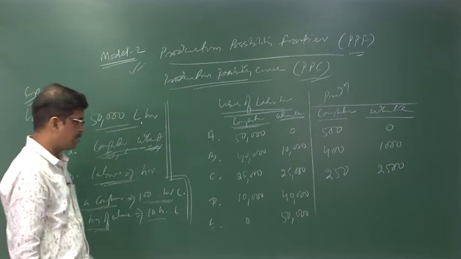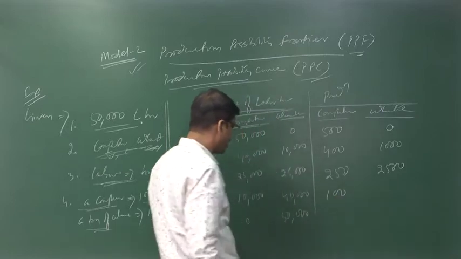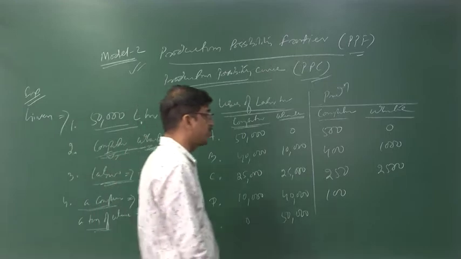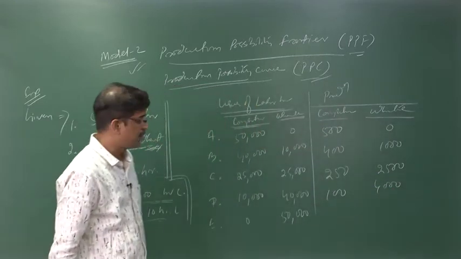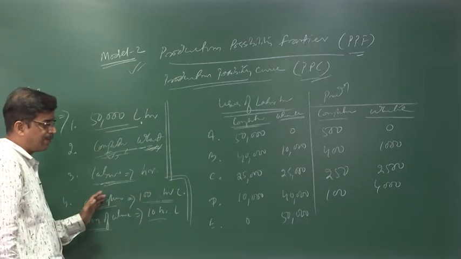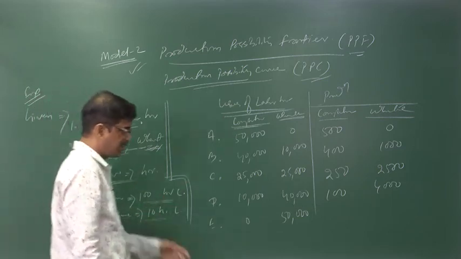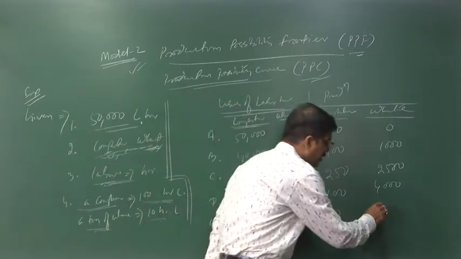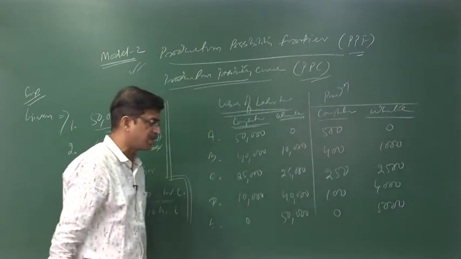In the same manner, if you move to the next combination, here we are going to produce only 100 units of computer and 4000 units of wheat. And move to the last bit: if you use the entire amount of available labor in a particular month to manufacture only wheat, then 0 units of computer and how many tons of wheat? Sorry, not 50,000, that is 5,000.